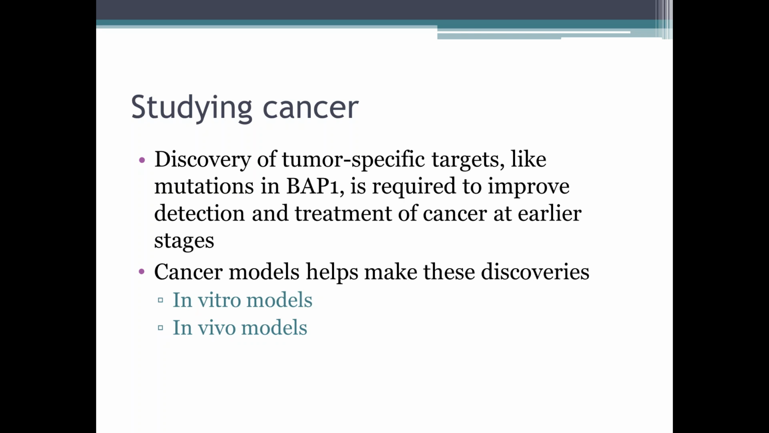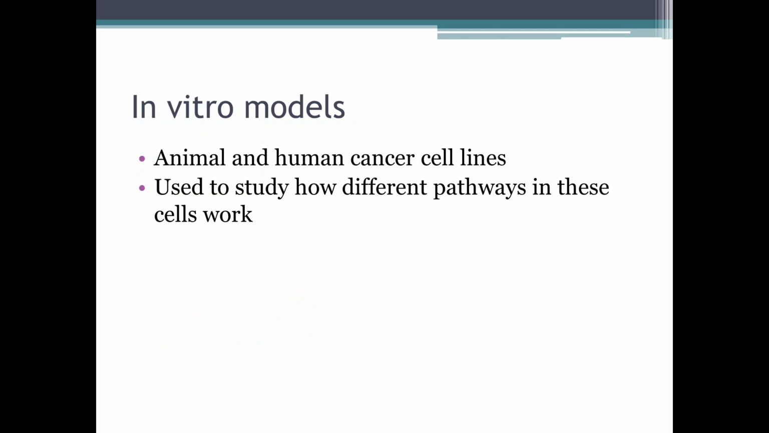And there are two types of models. There's an in vitro model and an in vivo model. So an in vitro model is a cancer cell line that's derived either from an animal or from a human. And we study these cancer cells at the bench in a petri dish to understand better how different pathways within a cell work and are involved in the development of cancer.